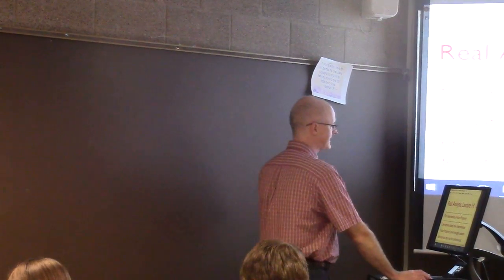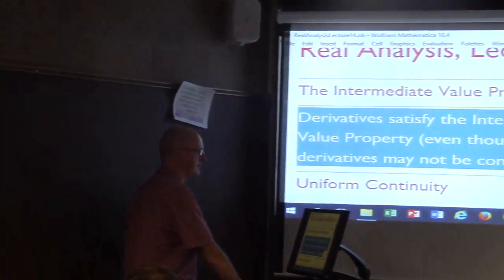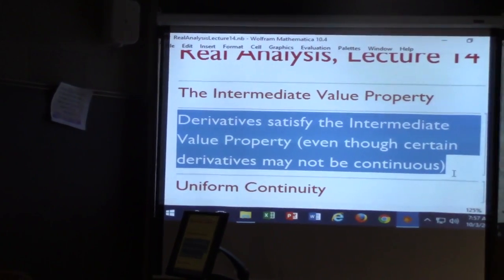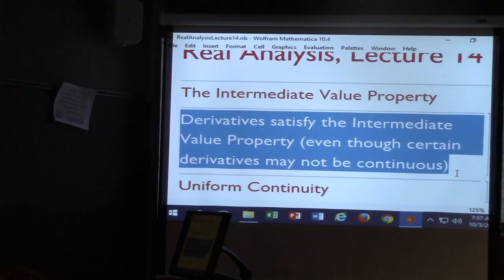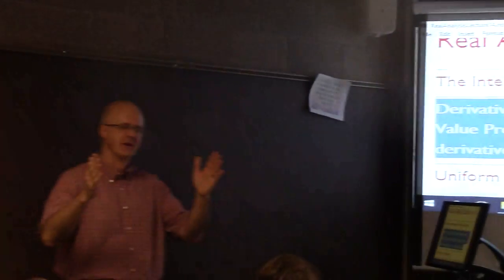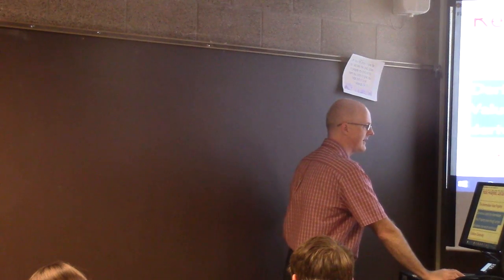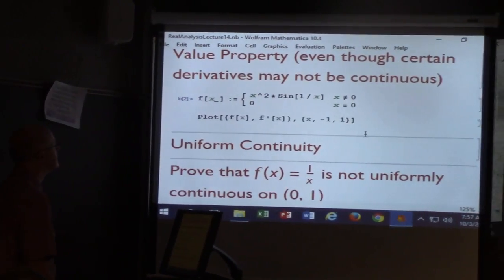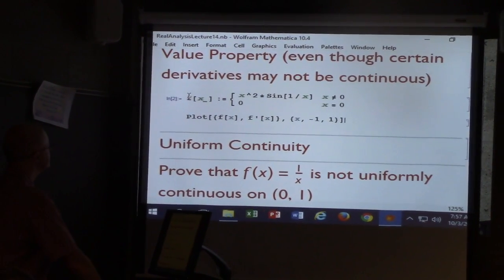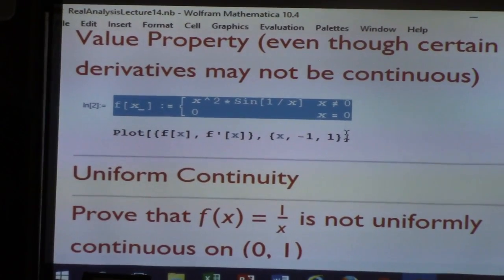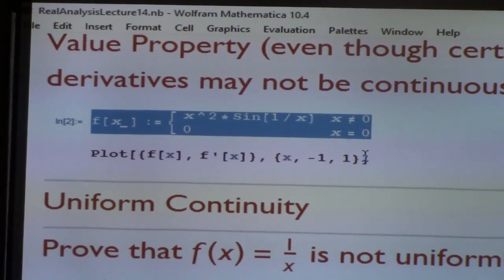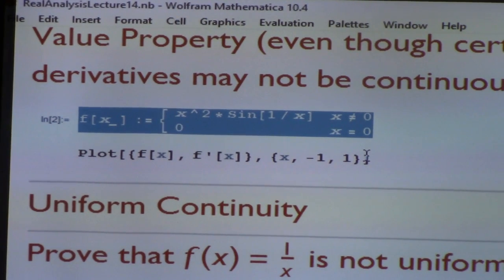I will mention, like I mentioned last time, that derivatives do satisfy the intermediate value property, even though they aren't necessarily continuous. A derivative can exist over an entire interval, but fail to be continuous on that interval, but it still satisfies the intermediate value property. Perhaps the simplest example to think about is this one. This function, which is equal to x squared times sine of 1 over x when x is non-zero, and 0 when x is 0, oscillates infinitely often in any neighborhood around 0. And the derivative exists everywhere.